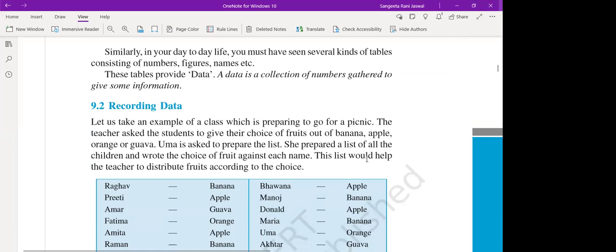Yes, Adya, tell me in your own words. Any other child? Yes, ma'am? What, ma'am? How do you handle the data? It's about data handling. How do we handle the data?